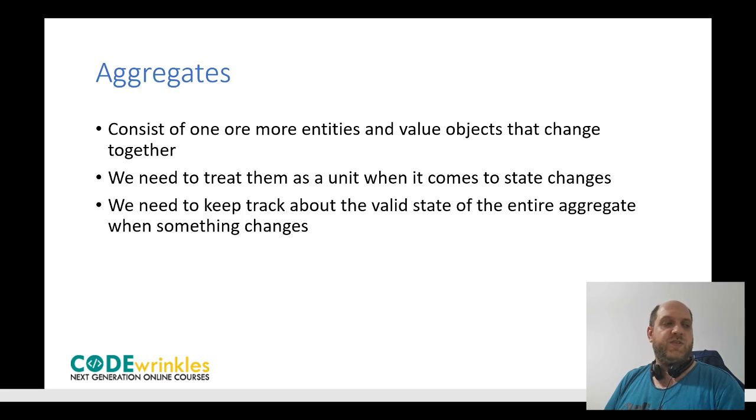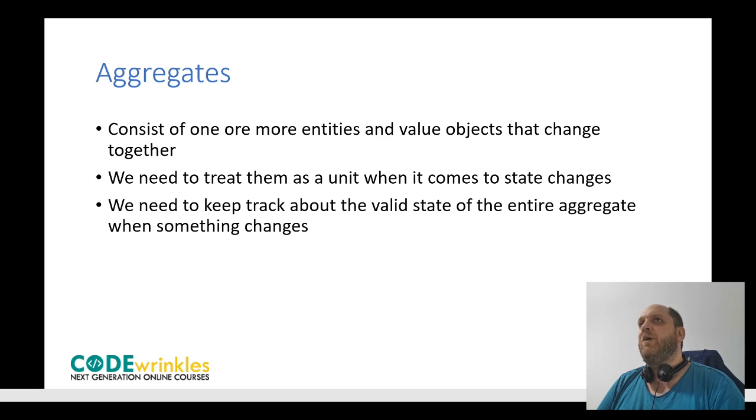What does this actually mean? Well, it means that aggregates consist of one or more entities or value objects. And we need to treat them like a unit when it comes to state changes. And here we can take once again this reference to the user class in a social network. Let's think about user as an aggregate right now, and I will tell you in a few minutes why.